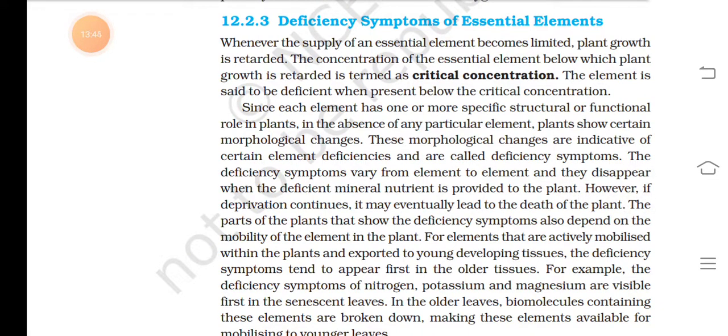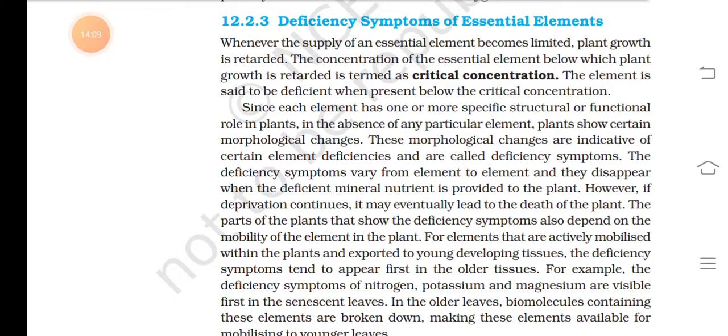12.23 Deficiency symptoms of essential elements. Whenever the supply of an essential element becomes limited, plant growth is retarded. The concentration of the essential element below which plant growth is retarded is termed the critical concentration. The element is said to be deficient when present below the critical concentration.